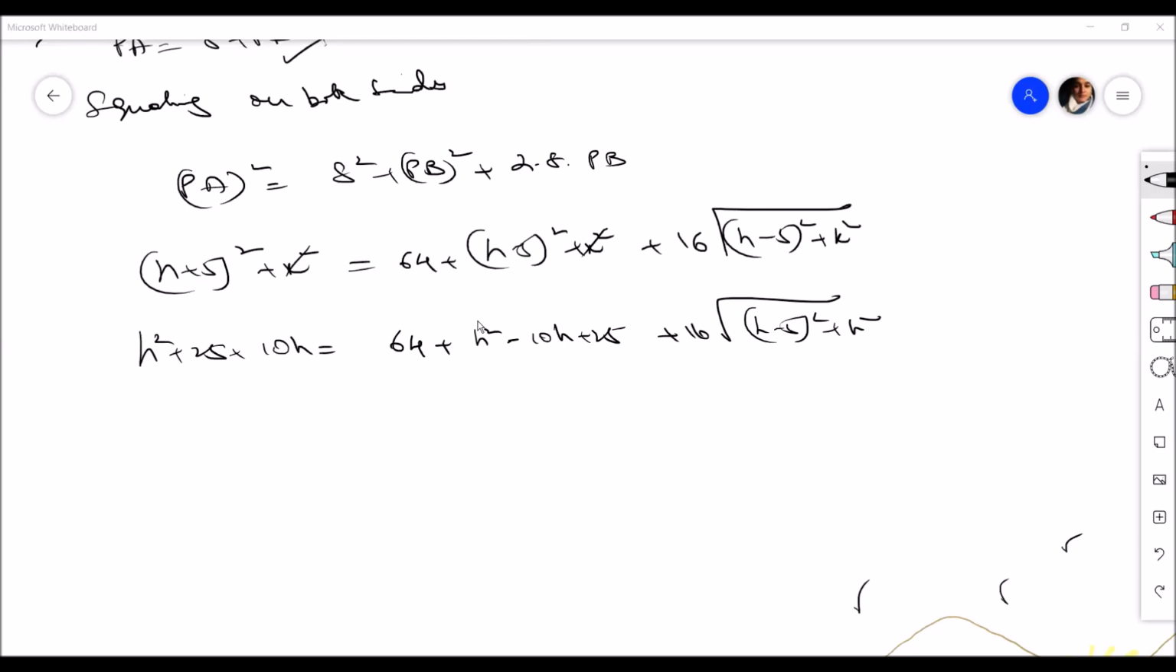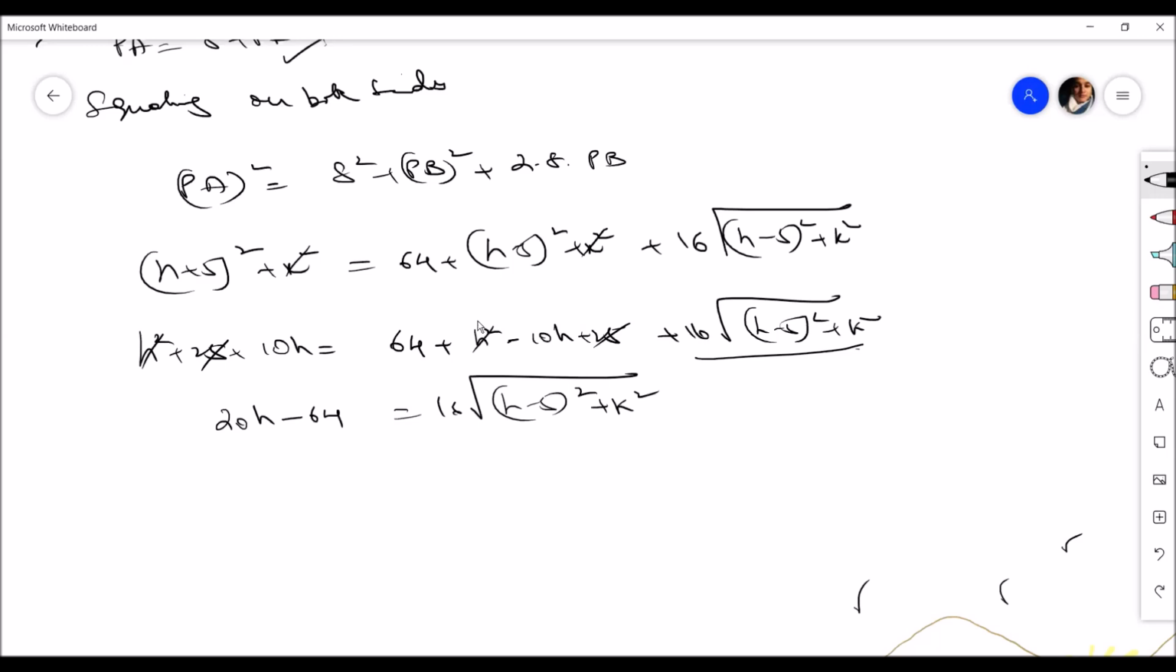Any doubts? So H square and 25 also get cancelled. Left with the remaining terms, which I am going to send on the LHS. I'll only leave this term on the RHS, everything else I'll send it on the LHS. That will give me 20H minus 64. This 10H adds to this, and that will become 20H minus 64 is equal to 16 root over H minus 5 whole square plus K square. That's K square.